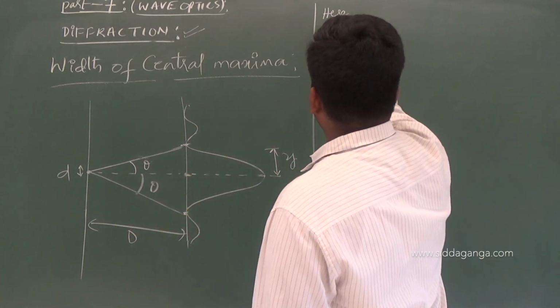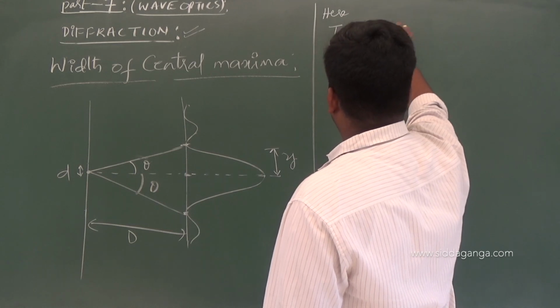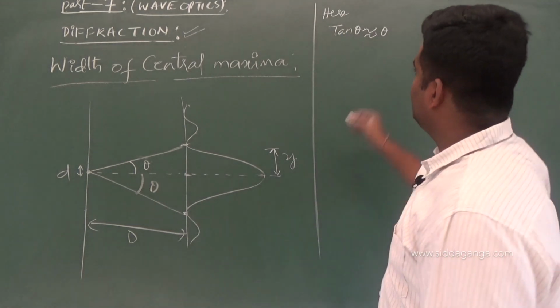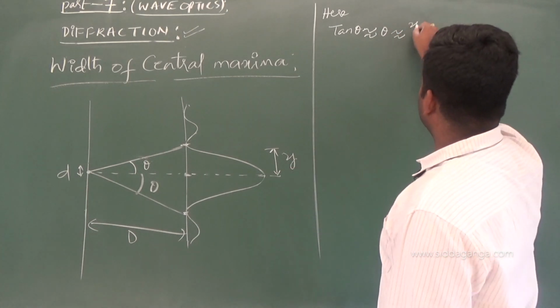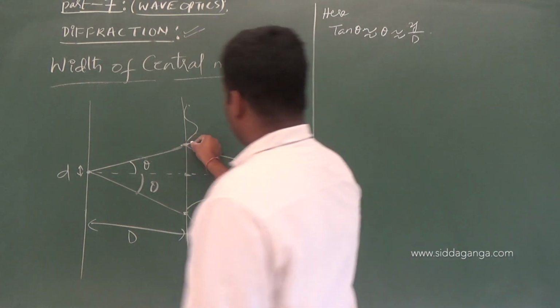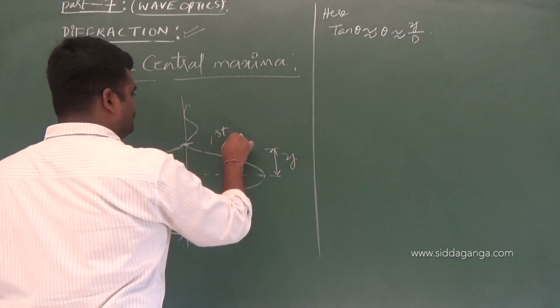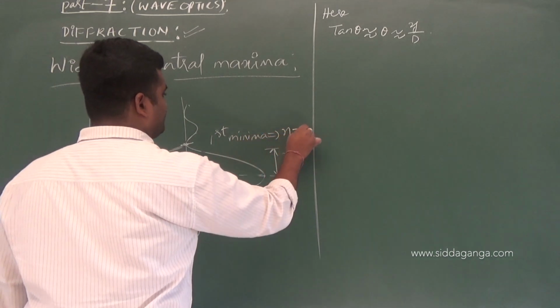I can write tan theta, it will be equal to what? Tell me here. Tan theta is almost equal to theta. Tan theta equals theta, it is equal to y by D. This is y divided by D. And here what is going to be formed? This is the first minima. First minima means what is the value of n? Equals to 1.